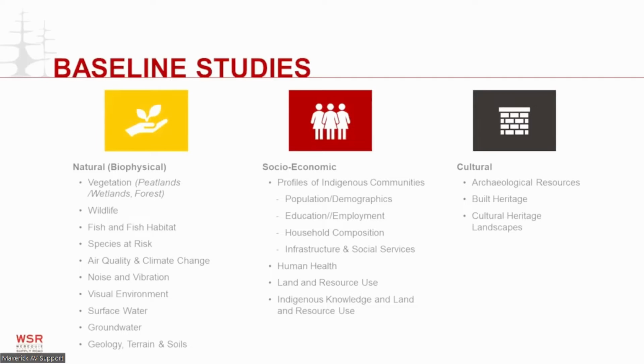Within that, we would have studies on vegetation, such as the peatlands or wetlands and forests, wildlife, fish and fish habitat, species at risk, air quality and climate change, noise and vibration, visual environment, surface water, groundwater, and geology, terrain, and soils. So there are many studies in the natural or biophysical category.